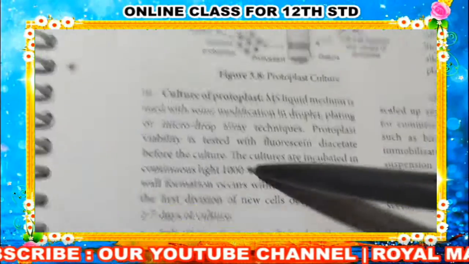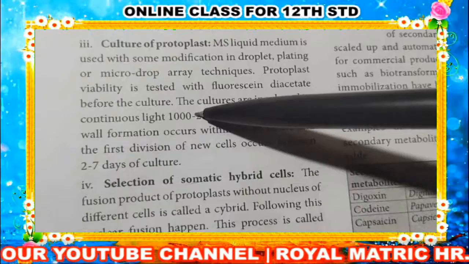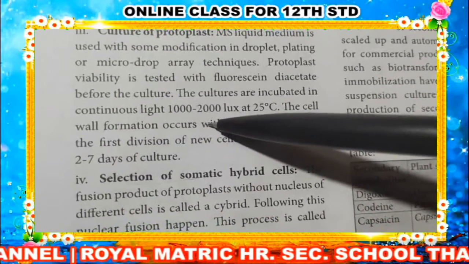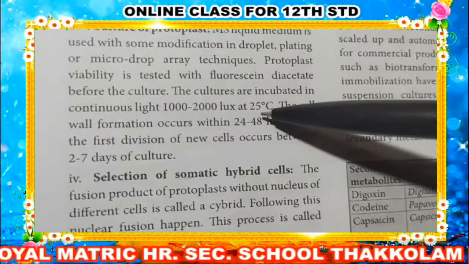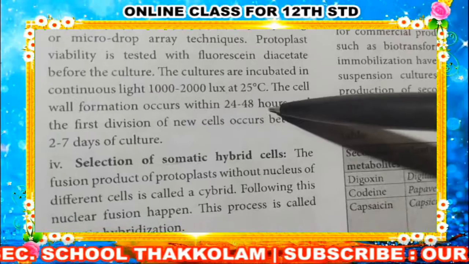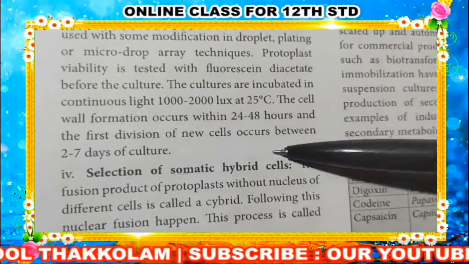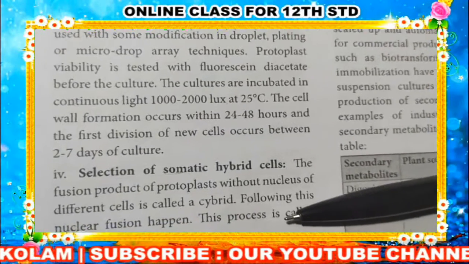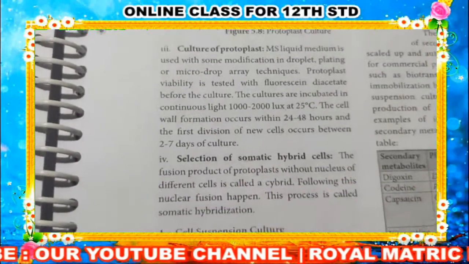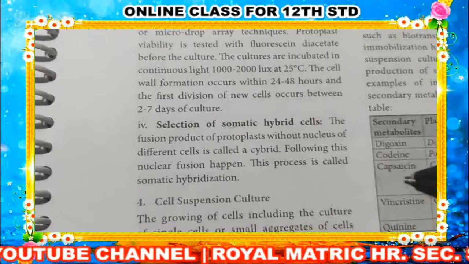Then it is taken in the culture medium, tested with the fluorescein diacetate, and incubated. After incubation, in 24 to 48 hours the cell walls are formed, and then in 2 to 7 days the new cells arise. After that, selection of the somatic hybrid cells is done.